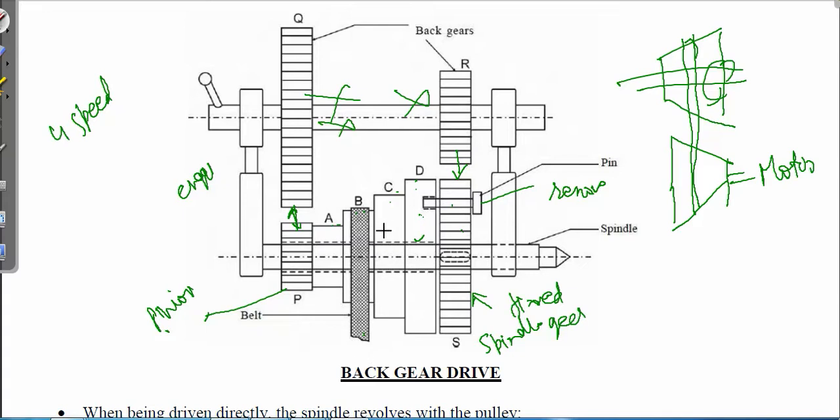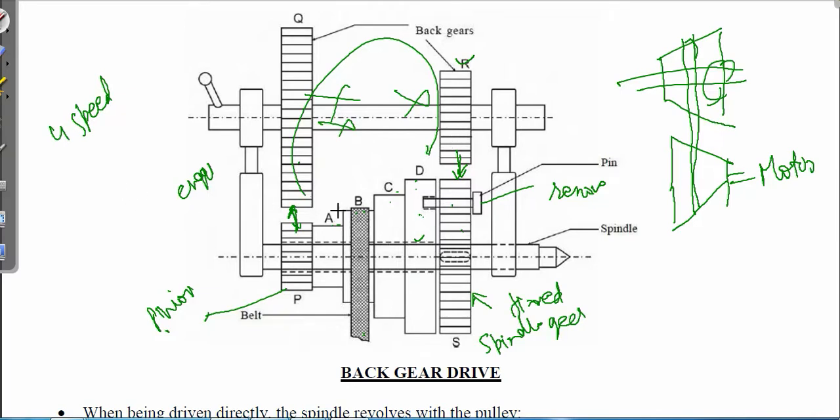First belt is giving motion to this cone. Cone motion is the same as this RPM P. So P is transferring this motion to Q. Q has the same RPM of R, and R is transferring motion. So just see the circle. R is transferring the motion to the spindle gear. So now this spindle gear will be moving. What will be the RPM of this R, that will be converting depending upon the ratio of the gear teeth. Okay, so that will transfer the motion.